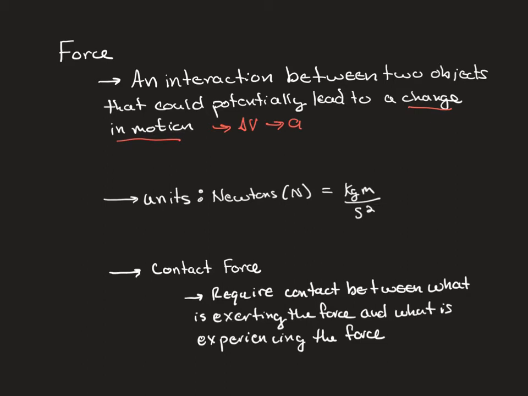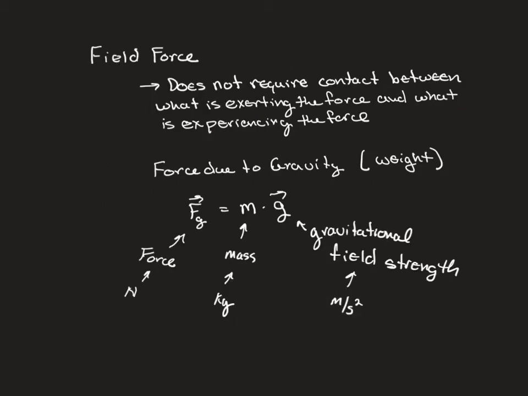So I'm going to be asking you a lot, what is touching the object? Because that is how you're going to identify what type of contact forces are being exerted on the object in question. The other category of forces is field forces. These do not require contact between what is exerting the force and what is experiencing the force. So you're in the field of the object exerting the force, and you still experience that force even though you're not touching that particular object.